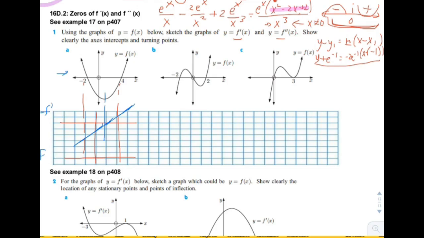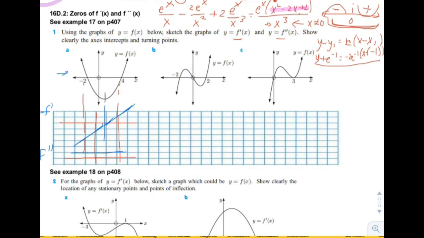What about f double dash? If you take the second derivative, here it's just going to be a horizontal line, not at y equals 0, but a horizontal line at some positive point. It's going to look like that.